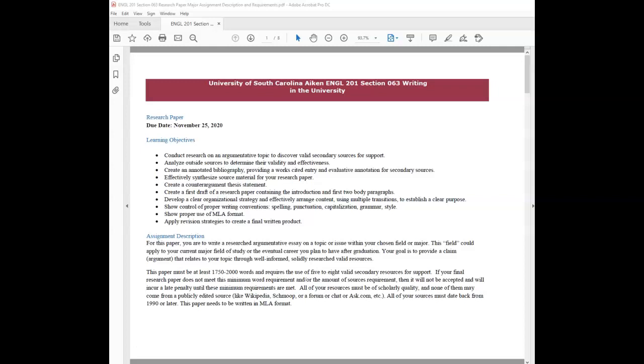So for this assignment, you're writing a paper on an argumentative topic relating to something in the field or subject area that you are planning to major in or that you're majoring in. The paper must be 1,750 to 2,000 words long and requires 5 to 8 valid secondary sources for support. The sources that you find for your paper must be of scholarly quality, and none may come from a publicly edited source. The examples that he gives here are like Wikipedia, Schmoop, whatever, things that you find freely available online. Okay. All of your sources must date back from 1990 or later, so you don't want to go any further back than 1990. And the paper must be written in MLA format. Okay. This is your general assignment description.